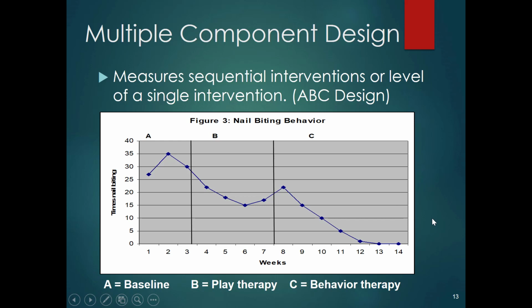So just think about the multiple component design. Before adding a second intervention, you may want to increase the intensity of your first intervention. So you would still have A, B, C, and this would be your baseline. This would be play therapy once a week, and then this would be play therapy 3 times a week. So same intervention, just increasing how often they have play therapy.